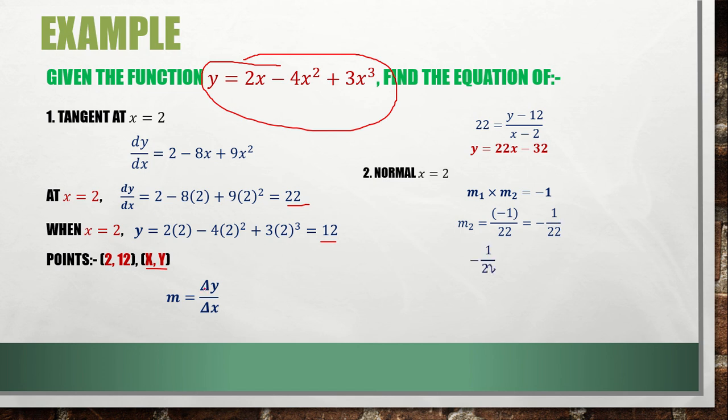So basically, substituted into this formula, you shall have the following: -1 over 22 is equals to y minus 12 over x minus 2. So if you work out for y, you shall find that this is the equation of the normal. And even you can attest that the product, if you multiply -1 over 22 and 22, you shall get -1. So those are the two equations, the tangent and the normal, and I believe this one has helped you move a step ahead in calculus.